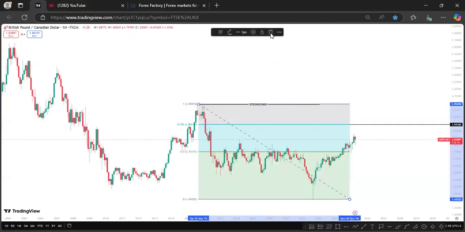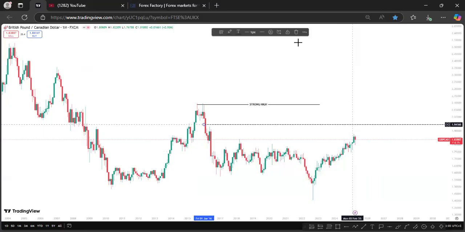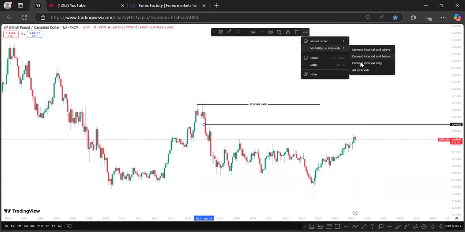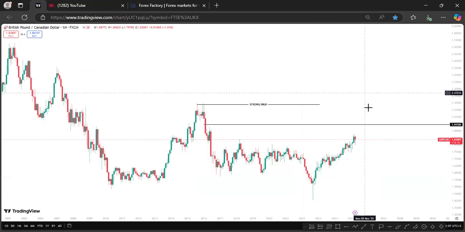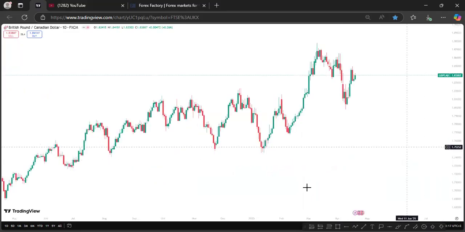So now that we know that we are targeting this level on the monthly time frame, we know that price is heading straight to that level. What are we going to do? We are going to scale down onto lower time frames and see how we can pick buy opportunities on the GBP card. So from the monthly time frame, we are going to go straight to the daily time frame and see what price action is giving us.